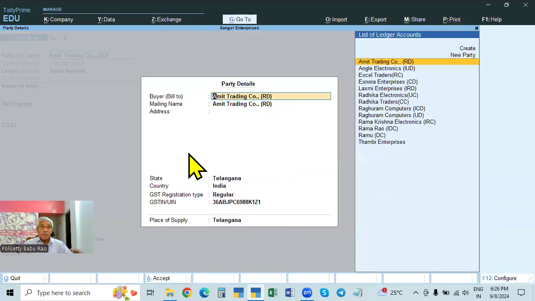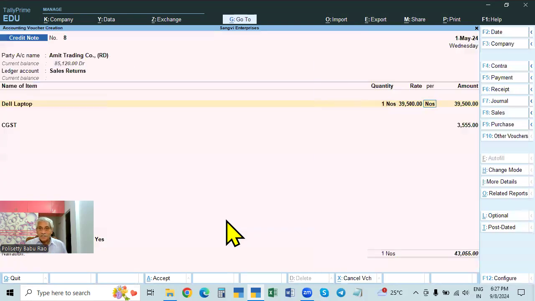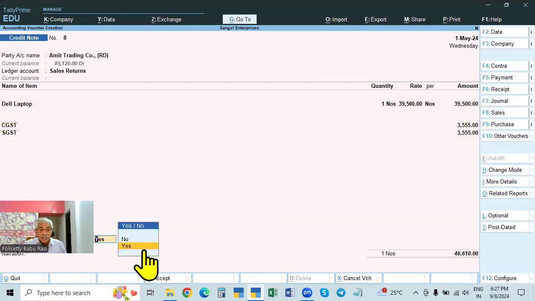Everything should be there. See, when you receive the goods, the place of supply will be our state. When you sell the goods, the place of supply will be the state of the person. Now, when he is returning, his place is the same, and his place is Telangana only. And here this is our place today, because it was wrongly given previously, that is changed. So Telangana, the place of supply, is our place. We are receiving that, so you can take this and TGST, GST, TGST, GST. And here you have to say yes.